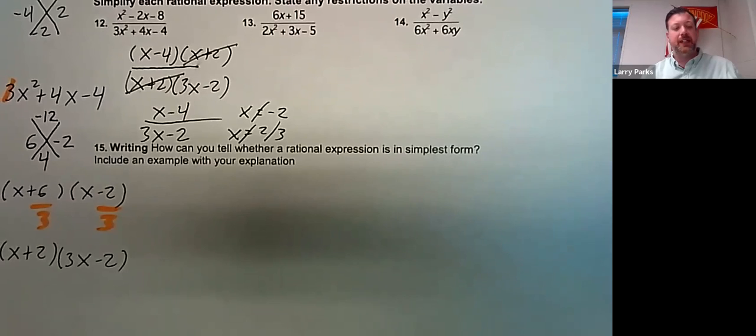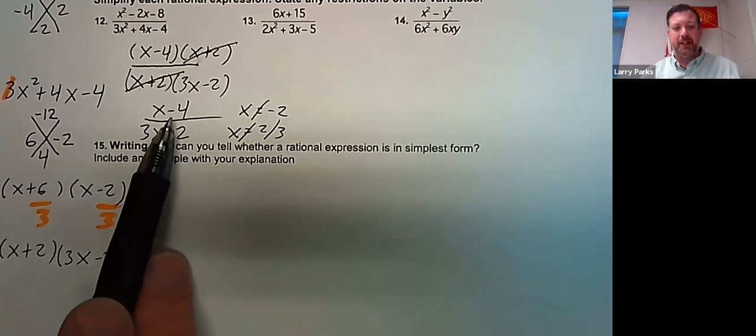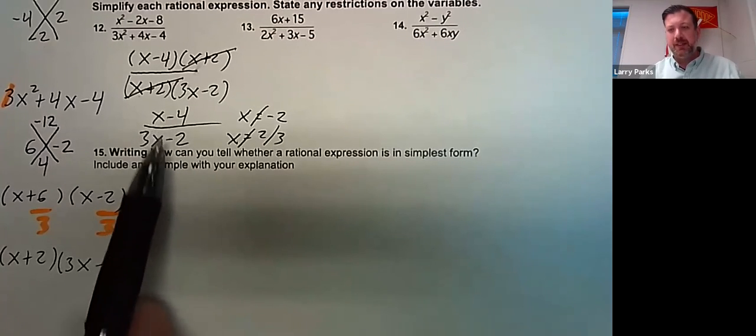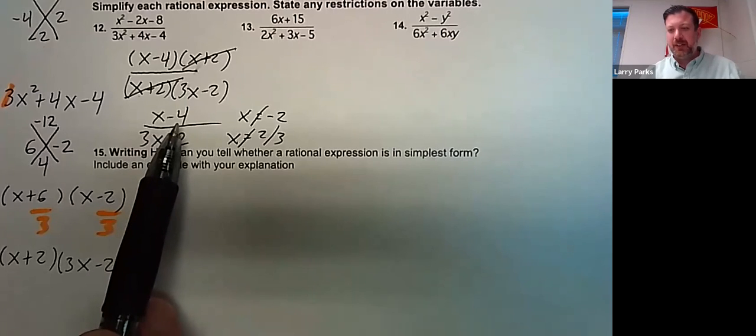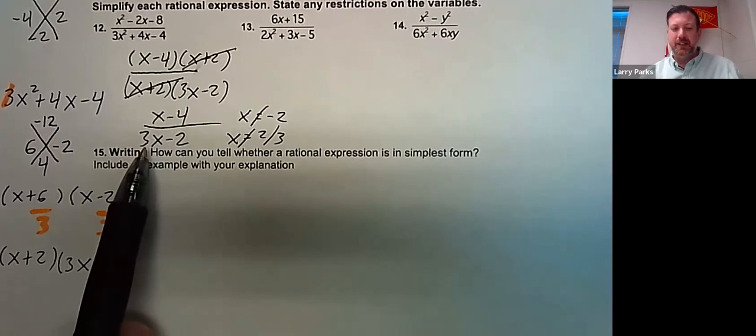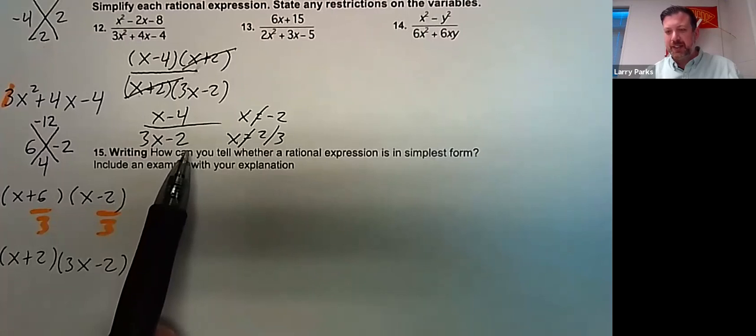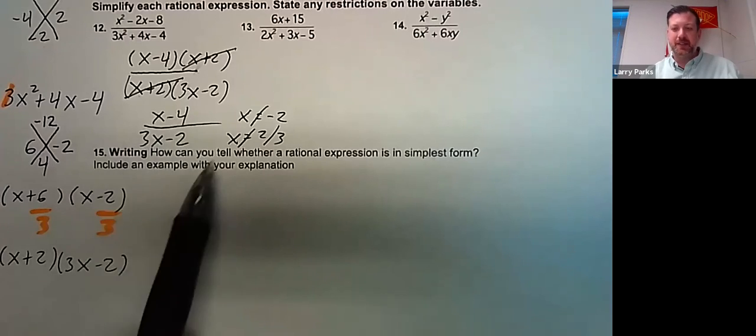And then number 15, how can you tell whether a rational expression is in simplest form? It's like, how do I know if this is in simplest form? Well, I know this is in simplest form because x minus 4, 3x minus 2, there's nothing else I could do to it. There's no GCF, there's no way to factor. So this is in simplest form.